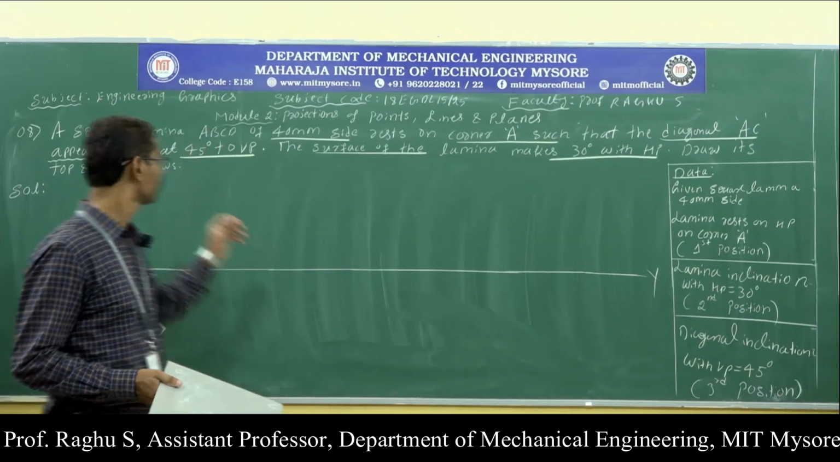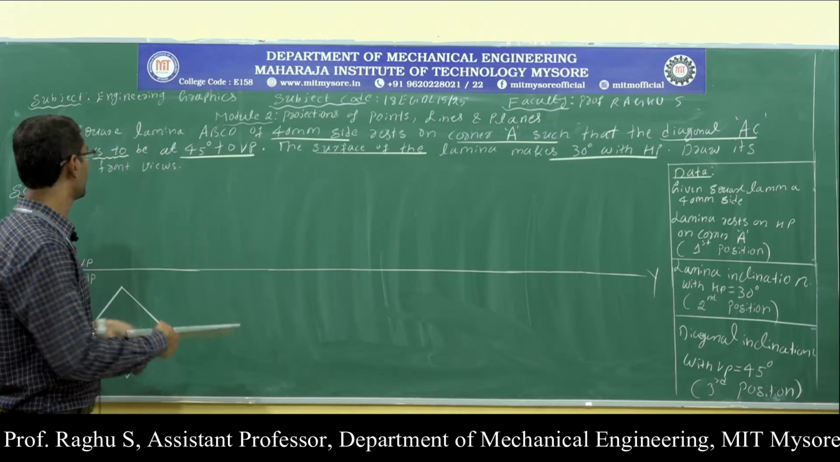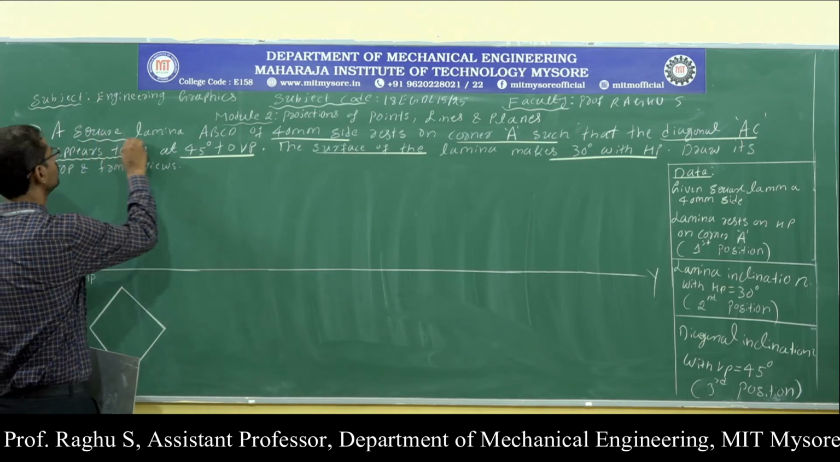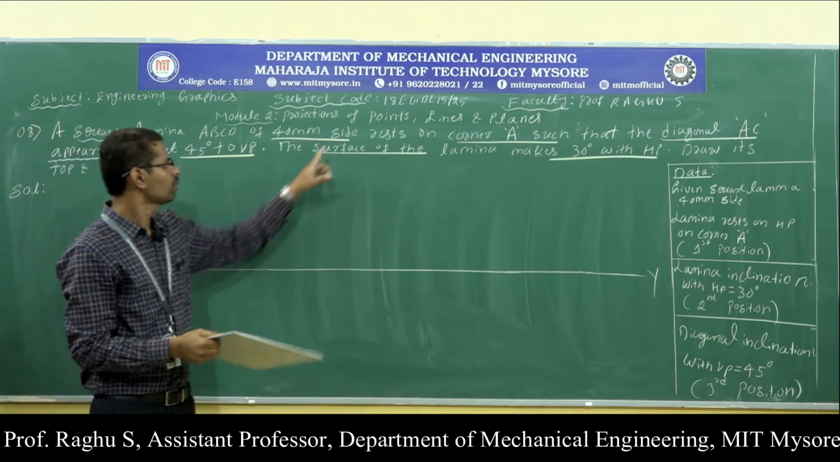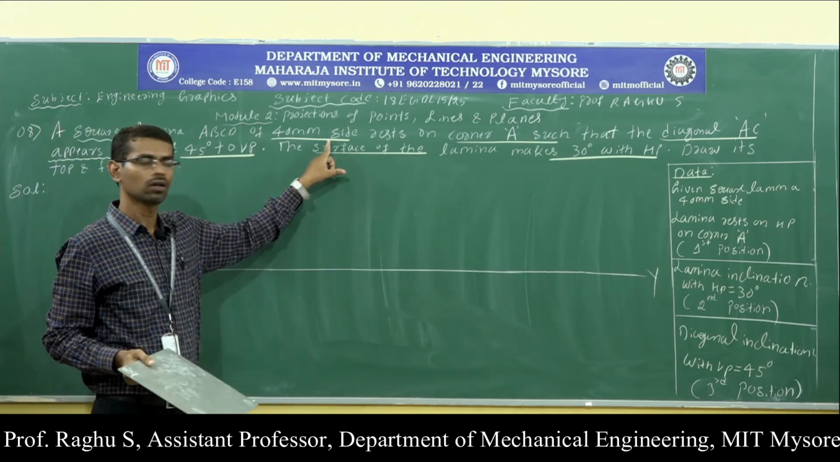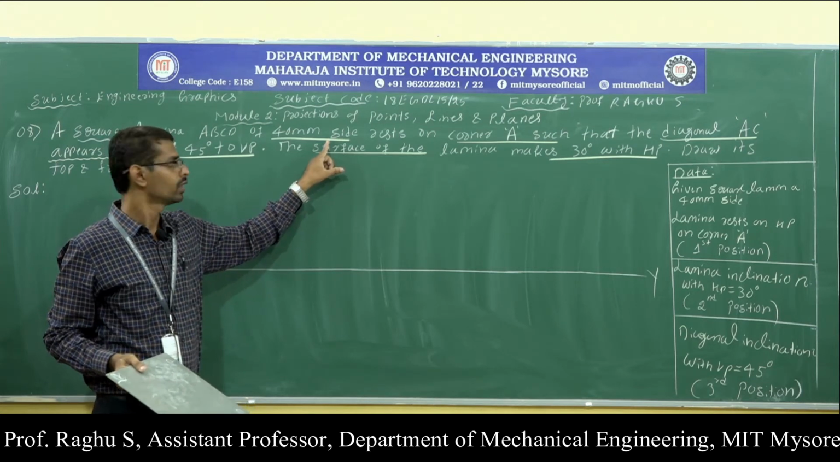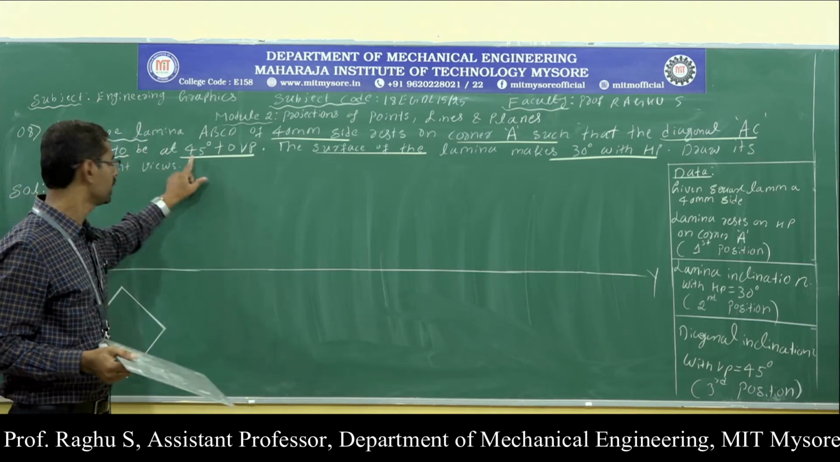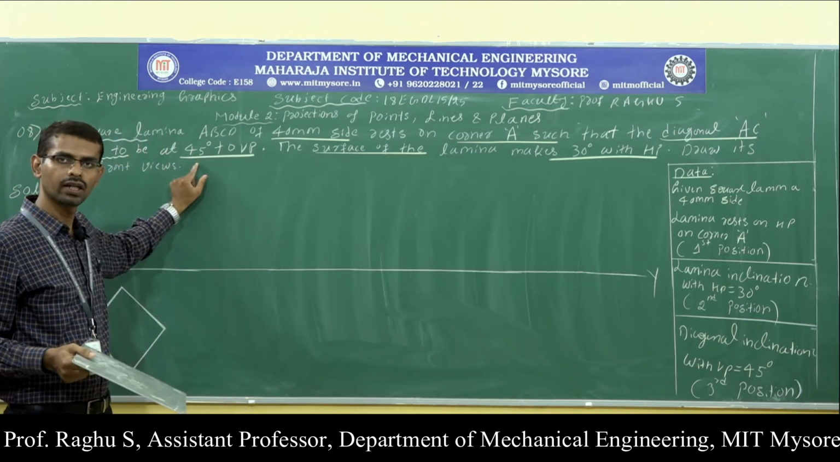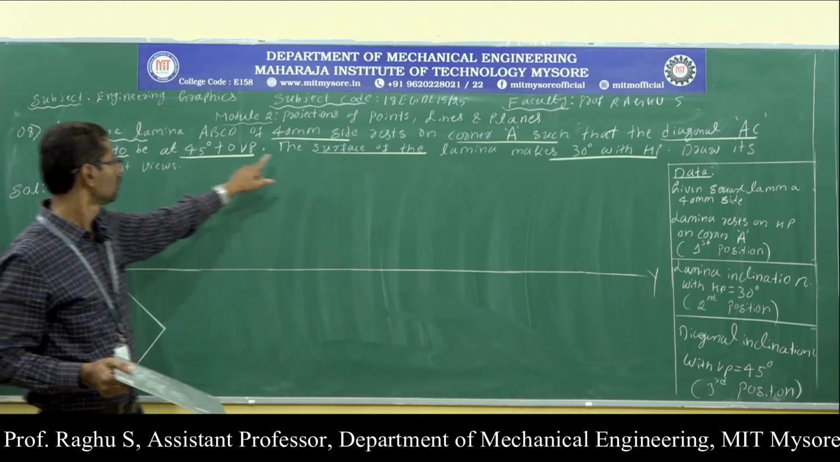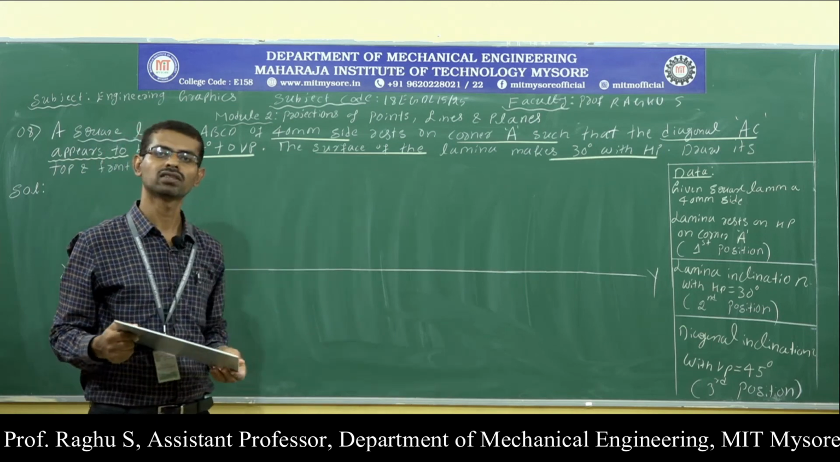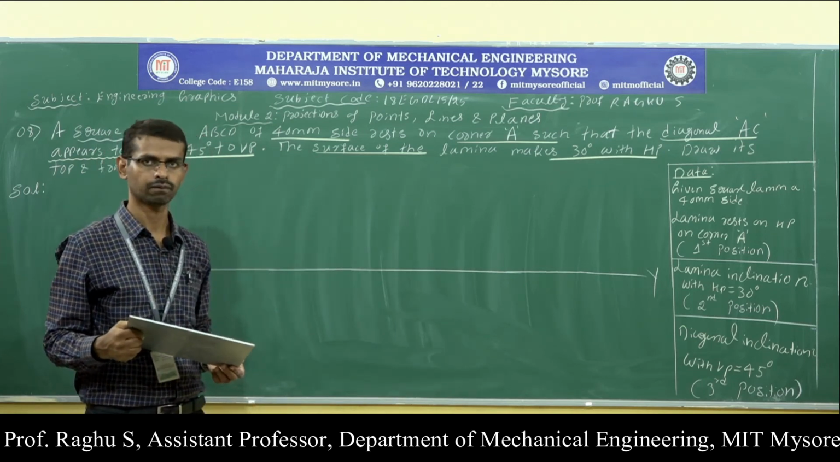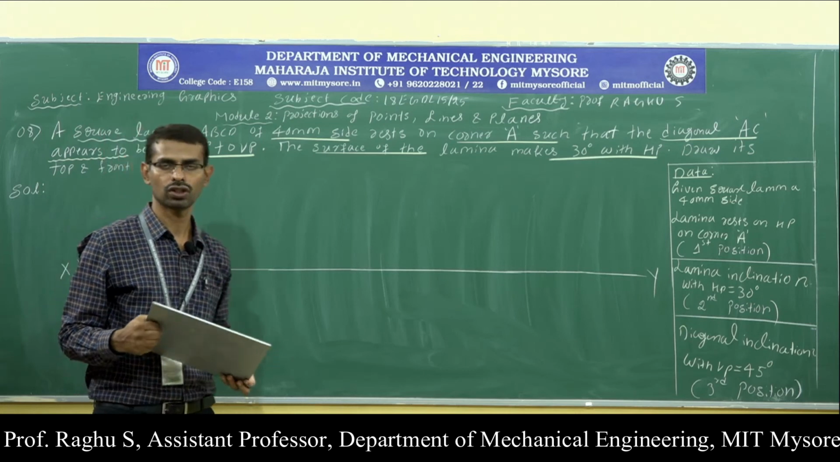So the next problem, a square lamina ABCD of 40 mm side rests on corner A such that the diagonal AC appears to be inclined at 45 degree to VP. The surface of the lamina makes 30 degree with respect to HP. Draw the projections of the lamina.